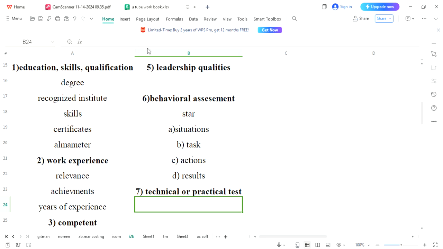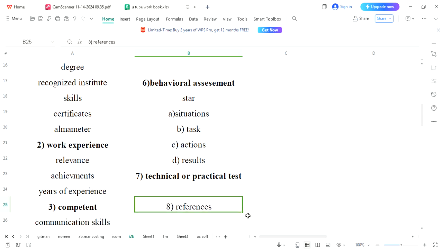And how will you test all of the above communication? By giving him a practical test. If he is successful, he would be considered a favorable or acceptable candidate. Then you must have references of that particular candidate.